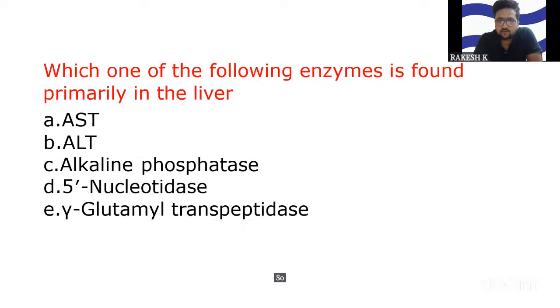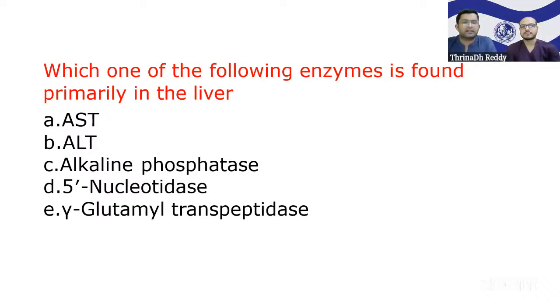Which one of the following enzymes is found primarily in the liver? More specific to liver. Option A is AST. Option B is ALT. Option C is alkaline phosphatase. Option D is 5' nucleotidase. And option E is gamma glutamyl transpeptidase. Which one of the following enzymes is more specific to liver or found primarily in the liver? Alanine transaminase, sir. ALT. Right.